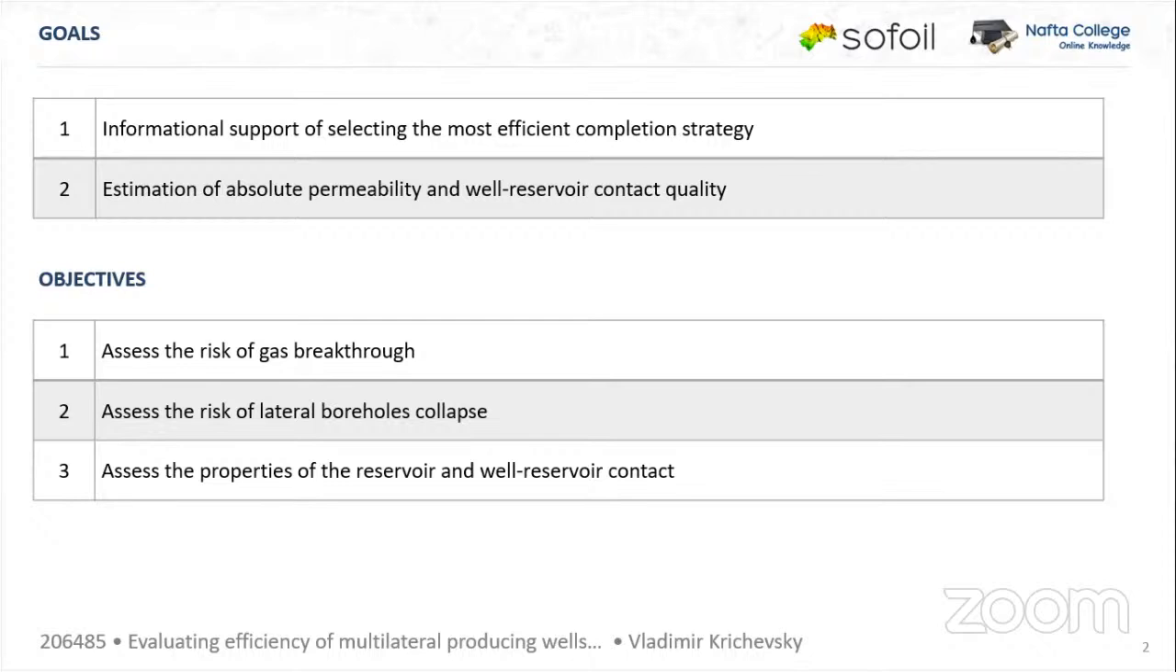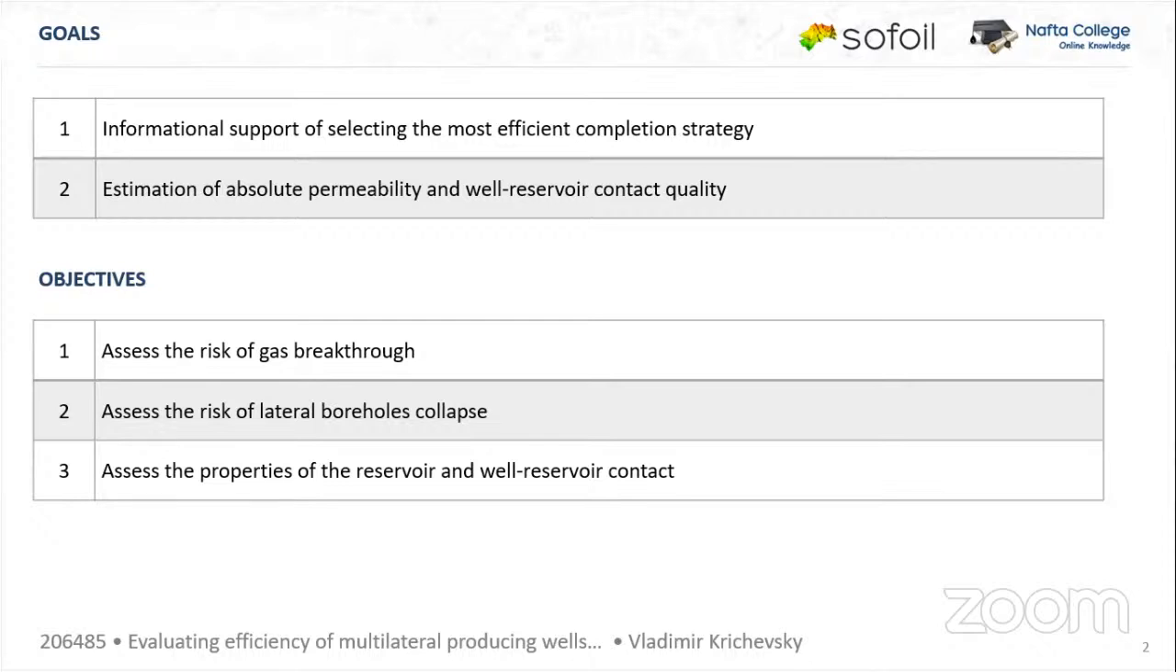So here you can see the goals and objectives, which we tried to achieve during the study. We need to support the selection of the most efficient completion of the well. And also we needed to confirm our previous estimations of reservoir properties and the efficiency of well reservoir contact in these wells. And also the objectives were to assess the risks of gas breakthrough, lateral borehole collapse, and again, assess the properties of the reservoir in the well.